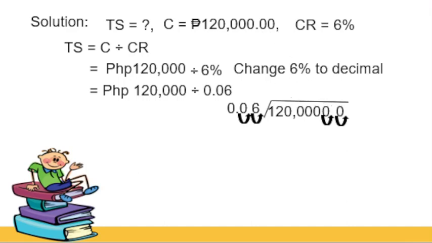And then this time you can now read the 0.06 as 6, a whole number. So you can now divide 12 by 6. So 12 divided by 6 is 2. Then 2 times 6 is 12. So you can just copy the number of zeros in the dividend.